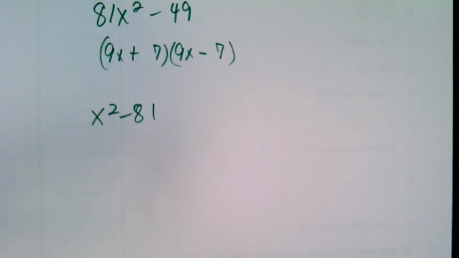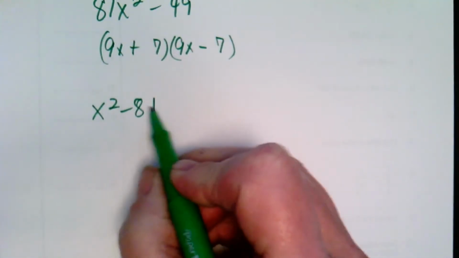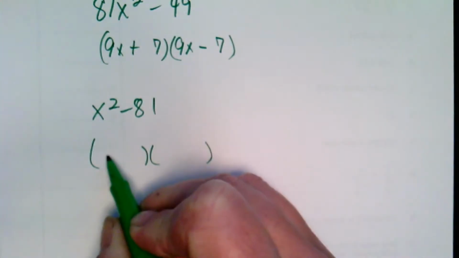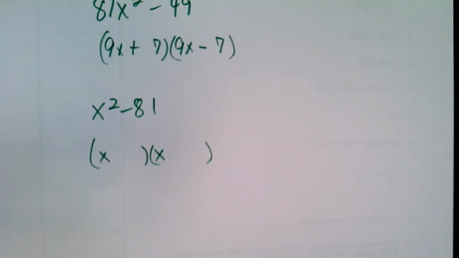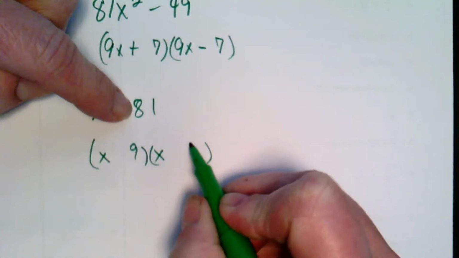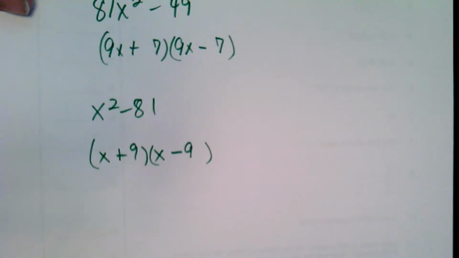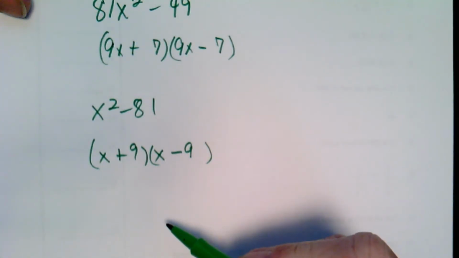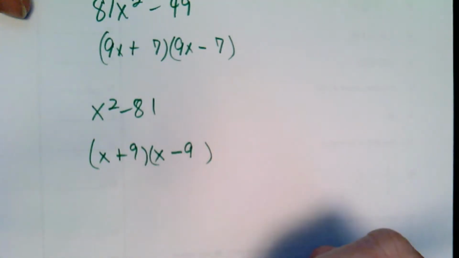And another example, perfect squares that we're subtracting. So we'll put an x in our first, the square root of the first, and the square root of the last, with a plus and a minus. And then our final answer.